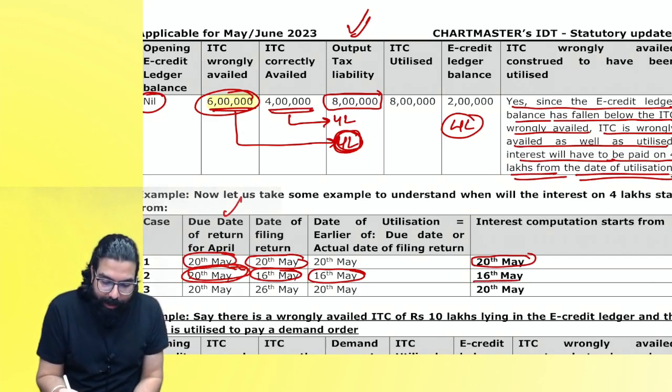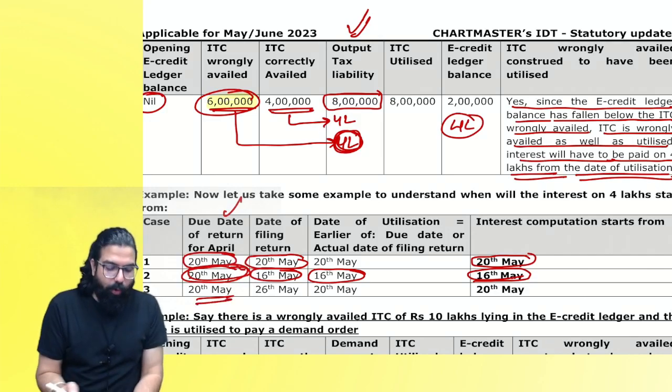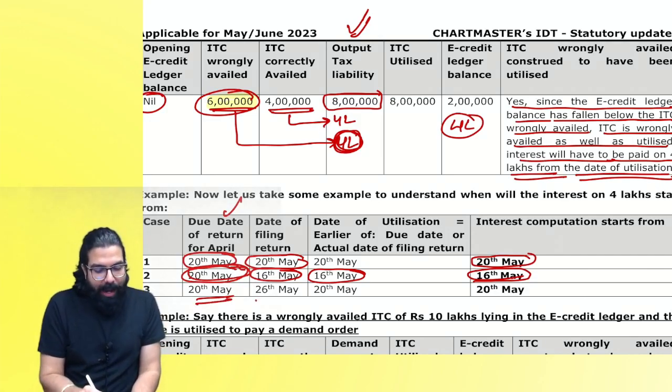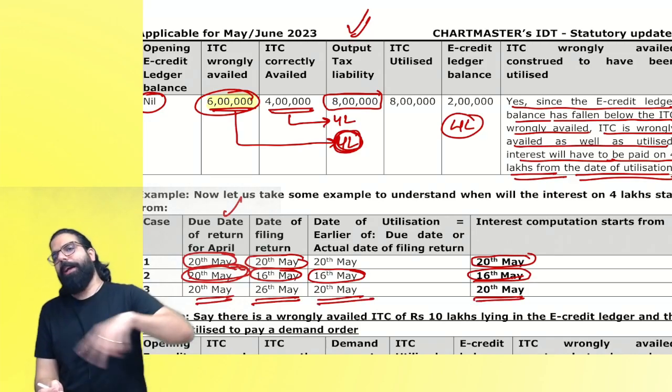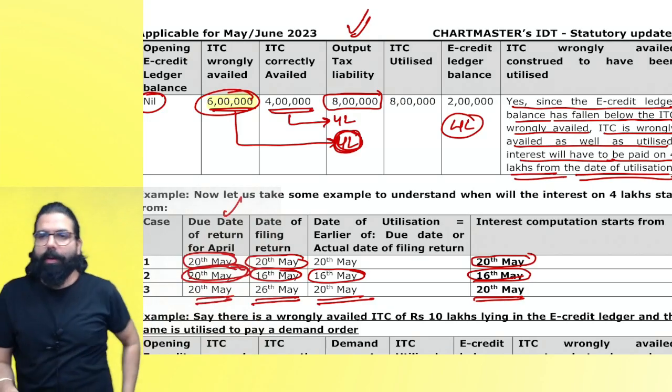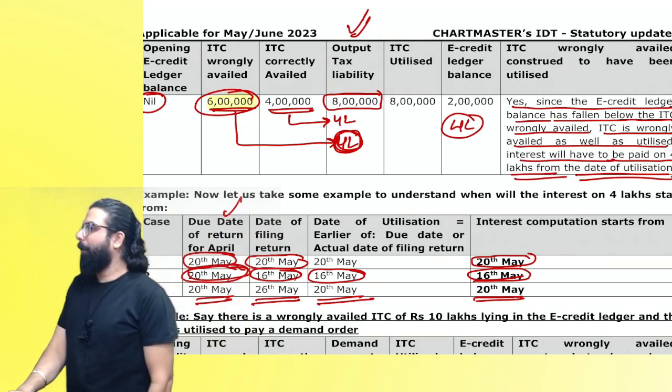Sir, interest starts from there. I have to file the return on 20th, but I filed on 26th. The due date is 20th May, so interest will start from 20th May till the date of payment. Can I go ahead, everyone? Are we all 100% clear?